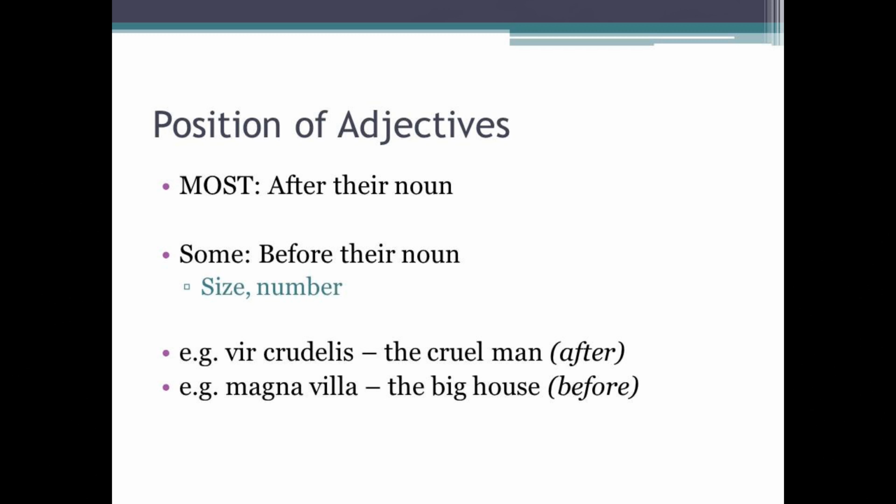Now let's move on to having a look at the position of adjectives. Most Latin adjectives come after the noun they describe, but those referring to size or number come before the noun. For example, vir crudelis. In this example, the adjective crudelis comes after the noun, meaning the cruel man. And in this next example, magna villa, the adjective magna comes before the noun because it's referring to size, and this means the big house.